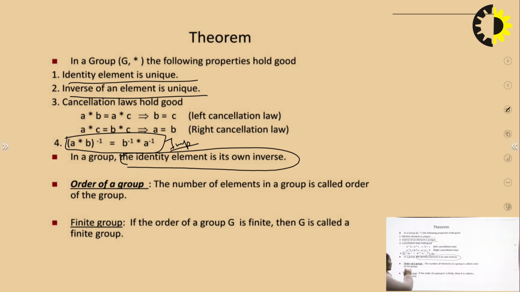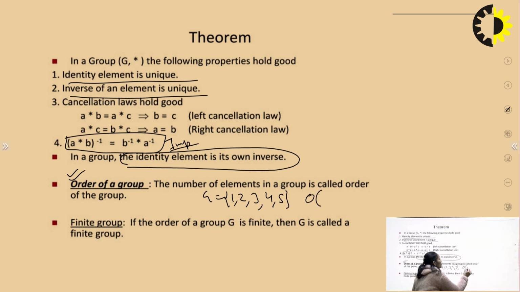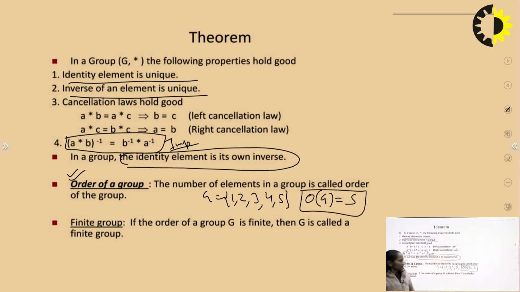Another most important point is, what is the order of the group? The number of different elements in a group is called the order of the group. Suppose G is equal to {1, 2, 3, 4, 5}. How many elements are in this group? There are 5 different elements. So the order of the group is represented by O(G). Here there are 5 different elements, so O(G) is equal to 5. What is a finite group? If the order of a group G is finite, then G is called a finite group.